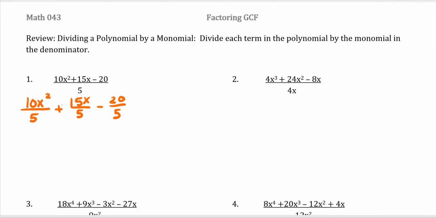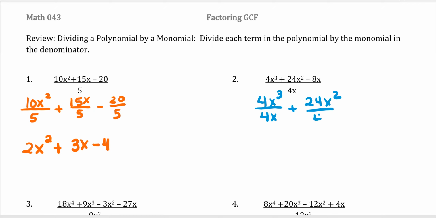10 divided by 5 is 2. 2x squared plus 3x minus 4. Number 2. Again, let's write each term in the numerator divided by the denominator, and then simplify each fraction.